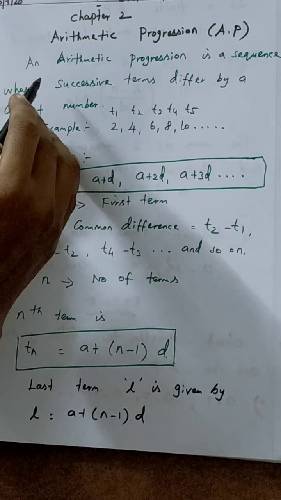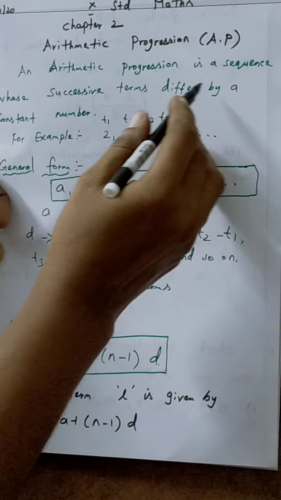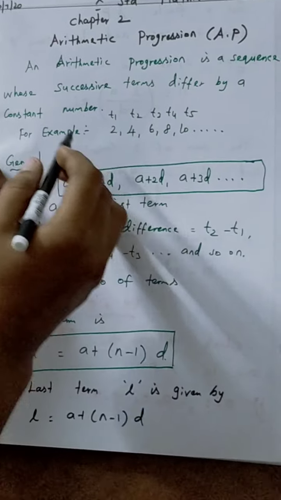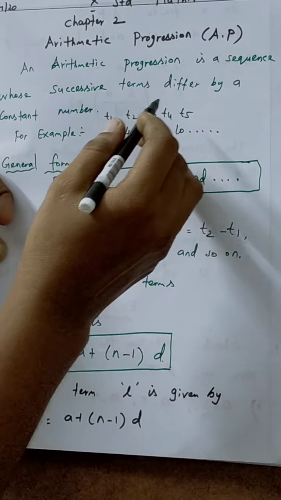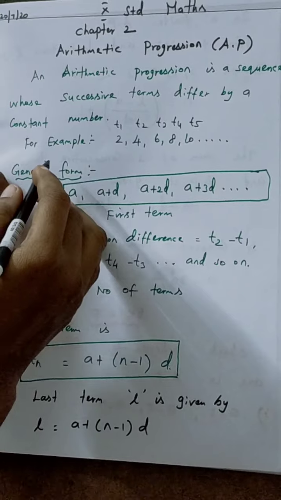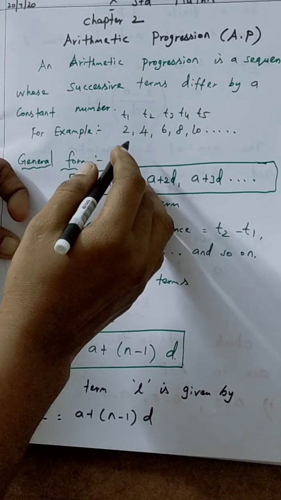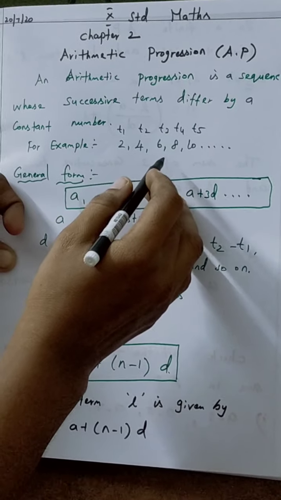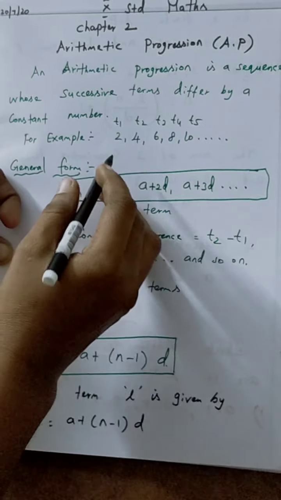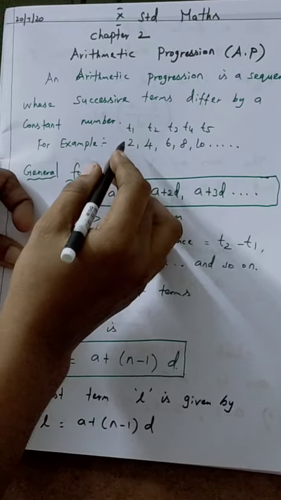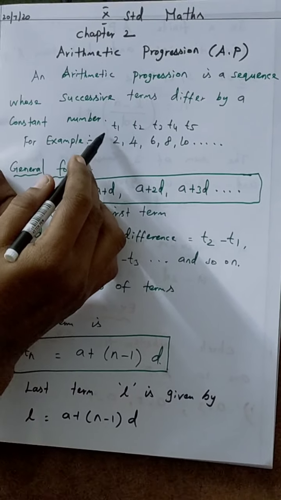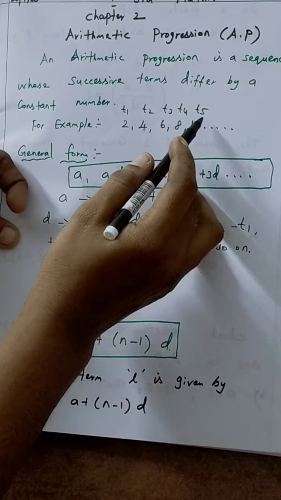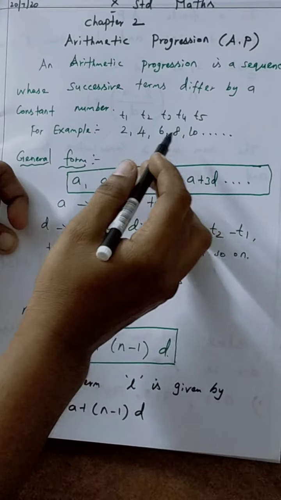So an arithmetic progression is a sequence whose successive terms differ by a constant number. So this also is a sequence only. For example, a set of positive integers is given: 2, 4, 6, 8, 10 and so on. The first position is T1, the first term. Second term T2, T3, T4, T5 and so on. Those are the terms.